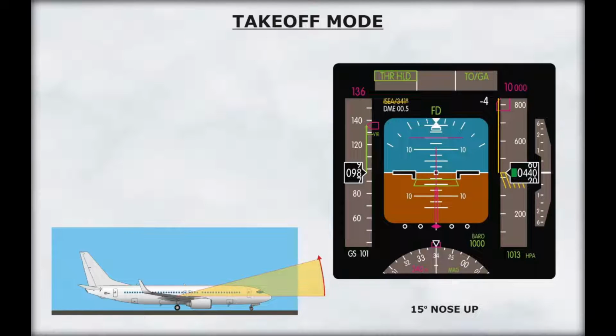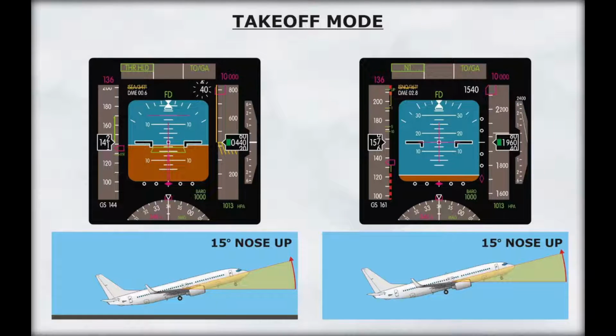At 60 knots, the flight directors will command a pitch of 15 degrees nose up. This is not a rotation command, but represents the correct pitch attitude after liftoff. The flight directors will continue to command a wing level attitude. During liftoff, the flight director will continue to command 15 degrees nose up until a sufficient climb rate is achieved.